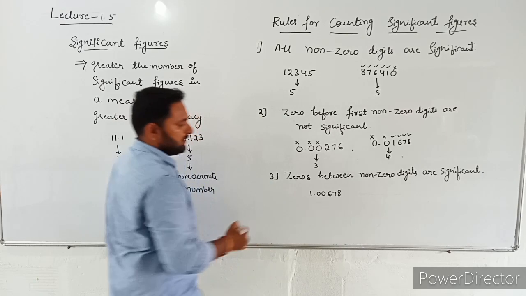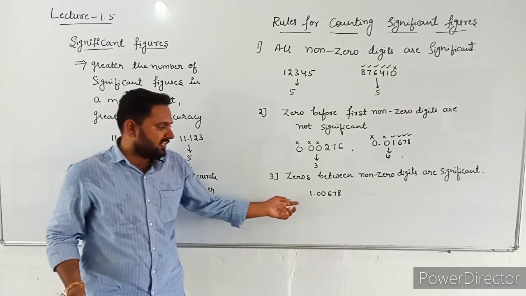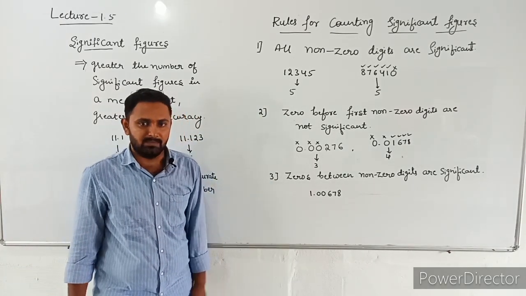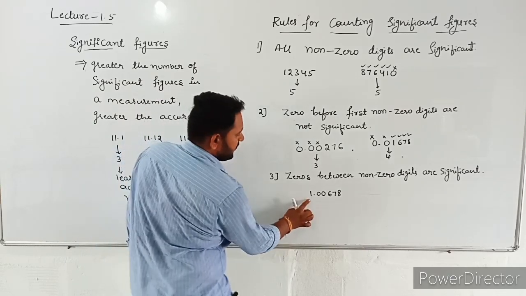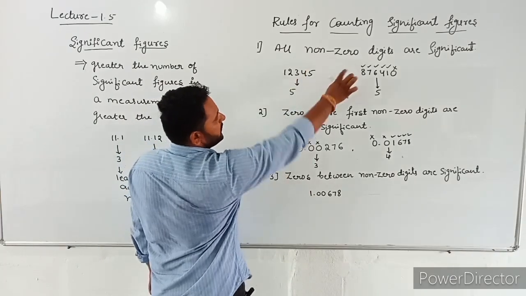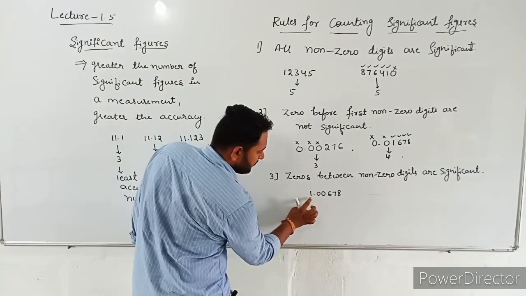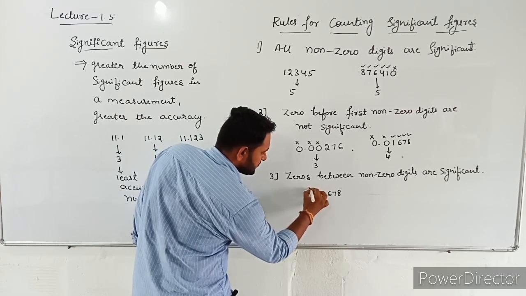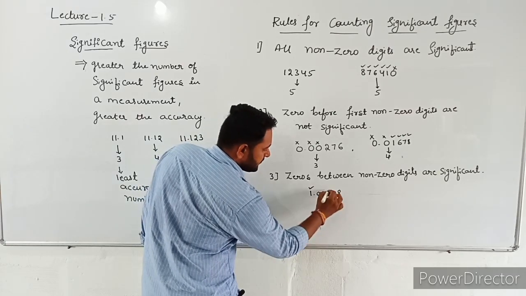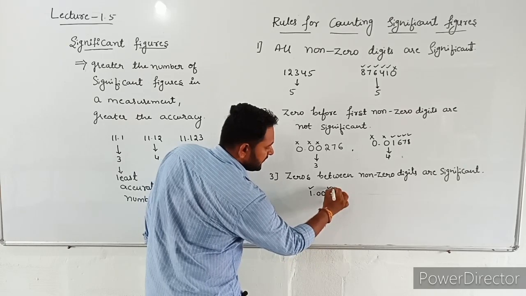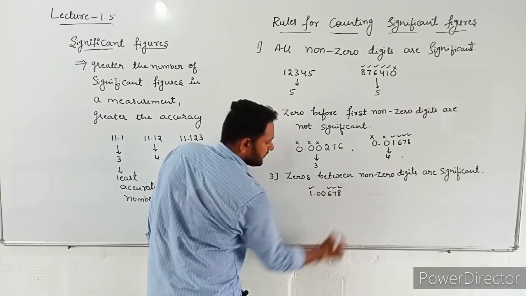1.00678. Now tell me how many significant figures are present in this number. See here, 1: according to the first rule, all non-zero digits are significant. This is non-zero, so it is significant. 6, it is significant. 7, it is significant.